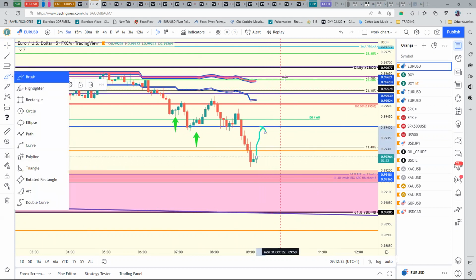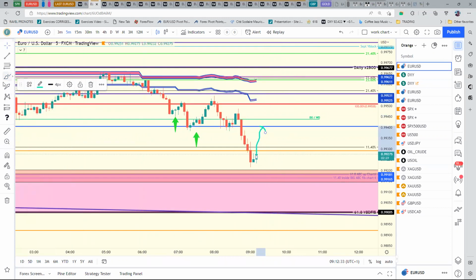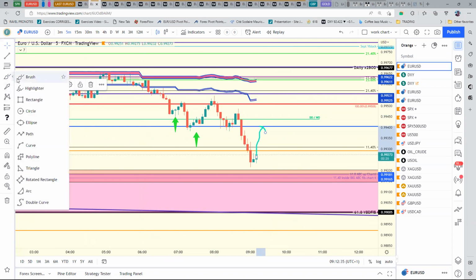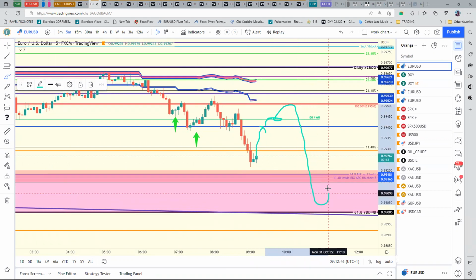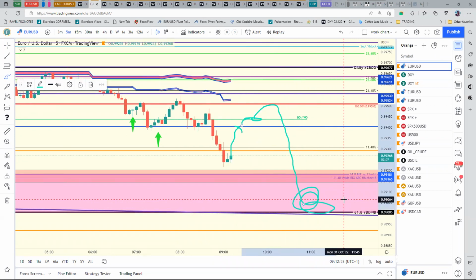Either we see a continuation on the upside and we break there, or with the data coming at 10 o'clock, we could see a break a little bit higher, perhaps to this weekly level here, or go a little bit higher there. If we would have a surprise on the data, then we could come back in this area here. Very important there, this 61.8 yearly fib.